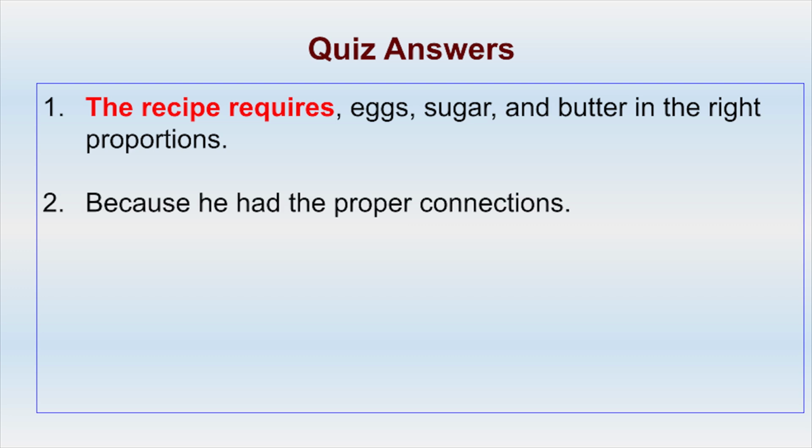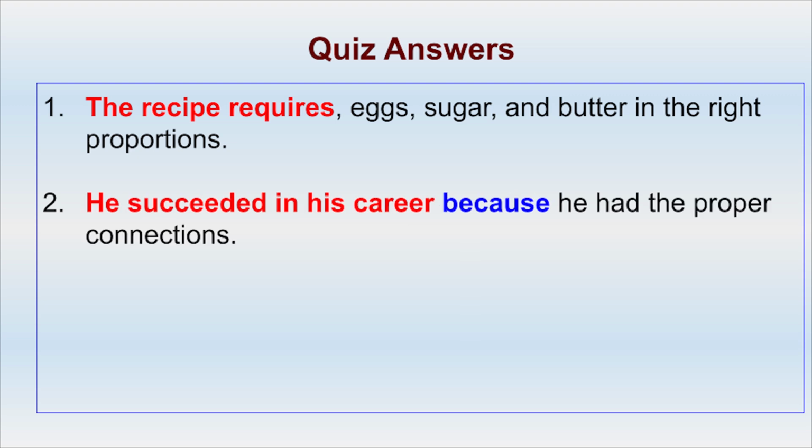Number 2, because he had the proper connections. The fragment starts with a subordinating conjunction, because, but doesn't complete the thought. If we add "he succeeded in his career," the sentence now has a subject, he, and a main verb, succeeded, making it a complete thought that explains the cause of his success. He succeeded in his career because he had the proper connections.